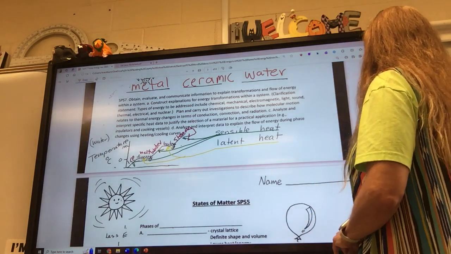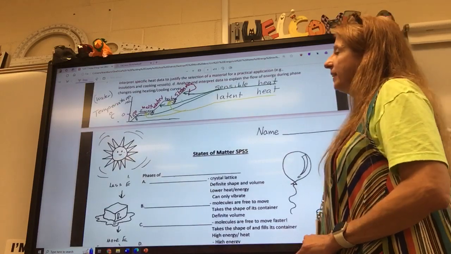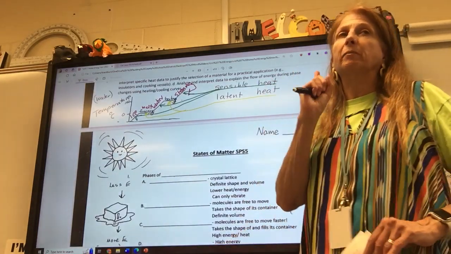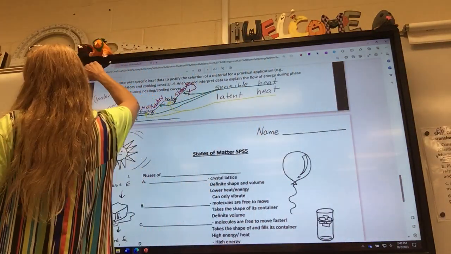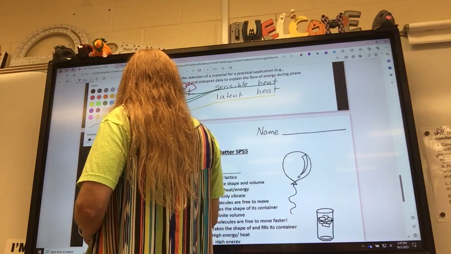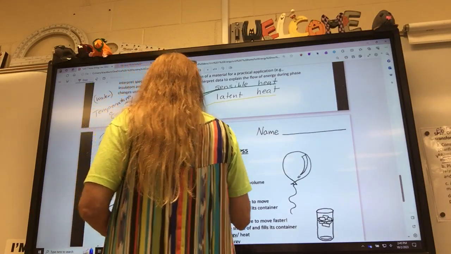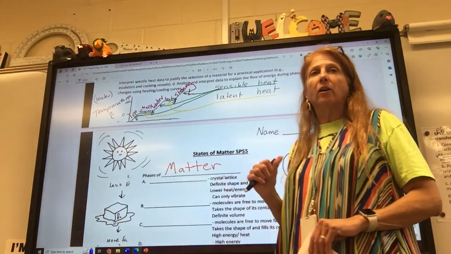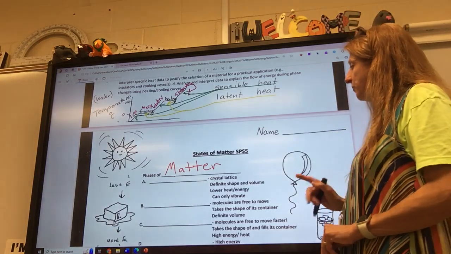Okay, so last idea. And this last idea, I think you already know. So I'm going to see if y'all can tell me the answer. This is about the states or phases of matter. The states of matter. And I think y'all already know about solid, liquid, gas, and plasma, don't you? Let's see if y'all can figure it out.